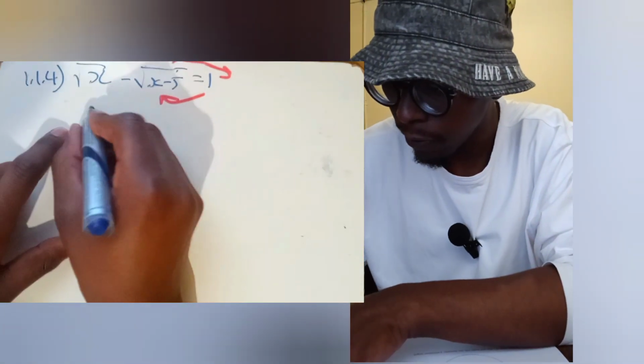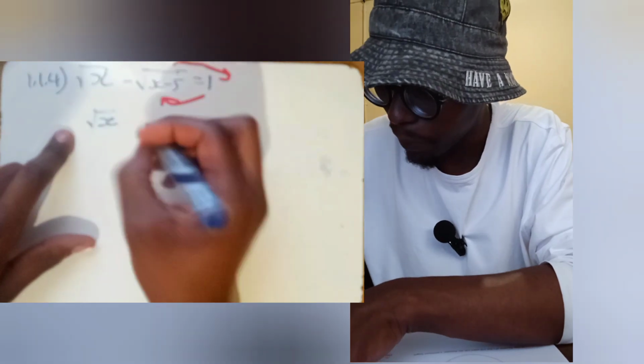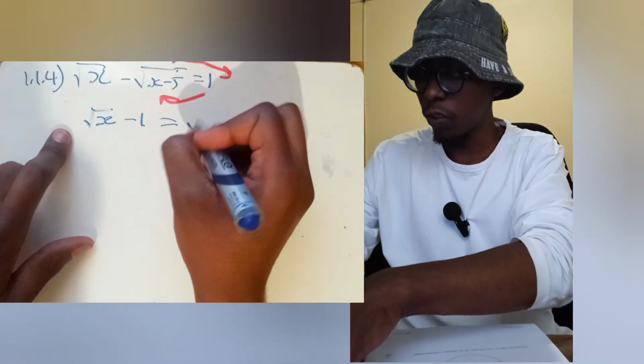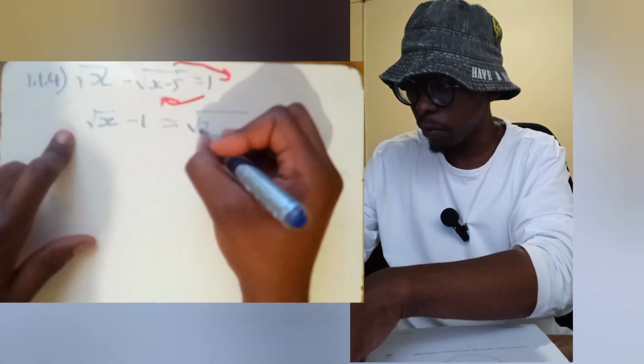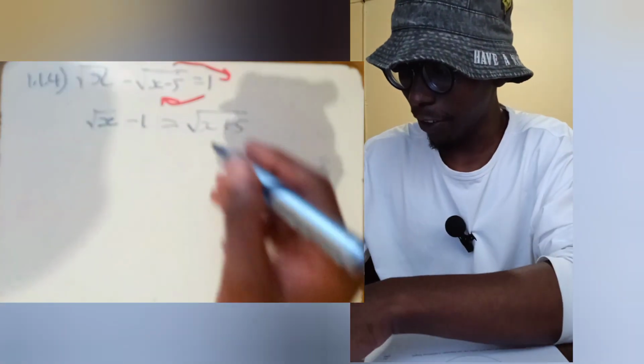So the root of x minus 1 equals, the negative jumps and becomes positive, so it's simply the root of x plus 5. We've isolated one of the roots. Square both sides. Don't try to be a hero. Square both sides.